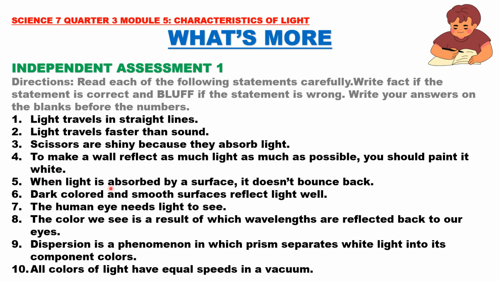5, when light is absorbed by a surface, it doesn't bounce back. 6, dark-colored and smooth surfaces reflect light well. 7, the human eye needs light to see. 8, the color we see is a result of which wavelengths are reflected back to our eyes. 9, dispersion is a phenomenon in which a prism separates white light into its component colors. And 10, all colors of light have equal speeds in a vacuum.